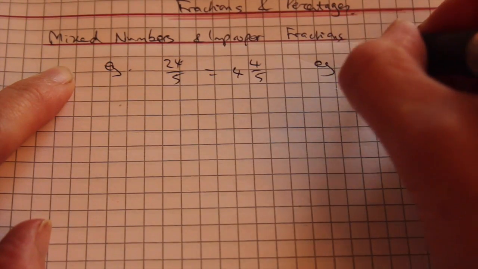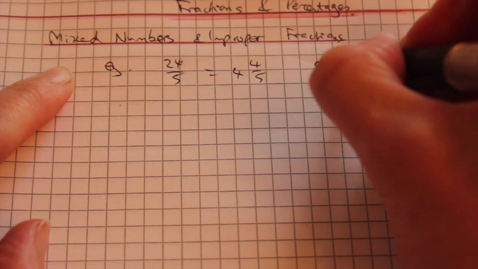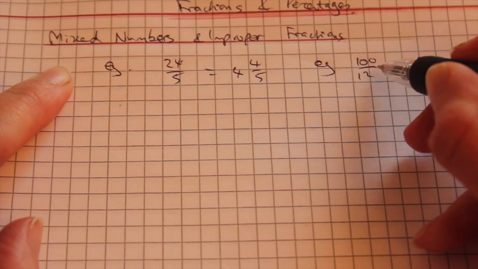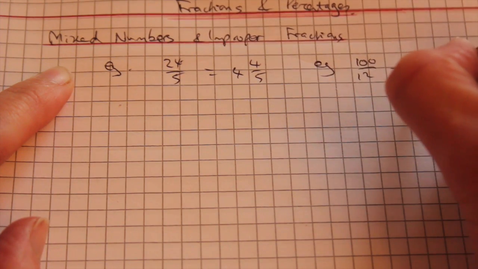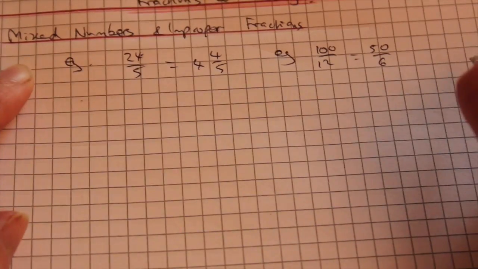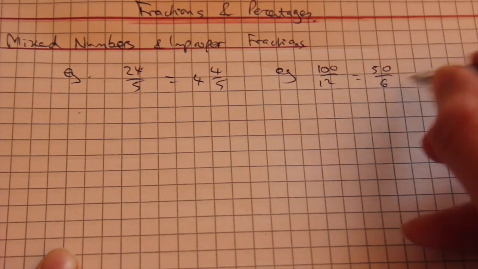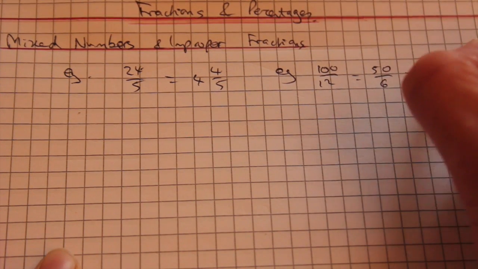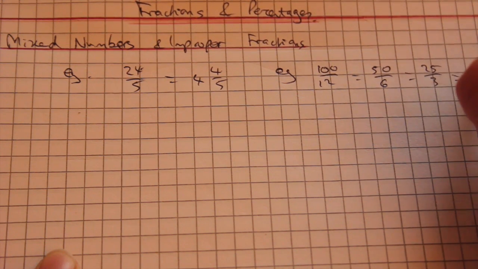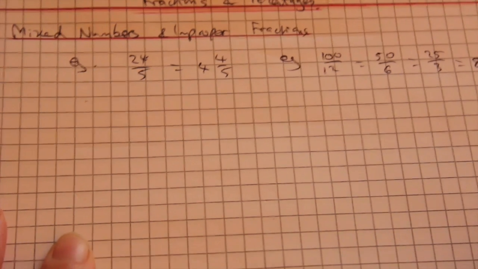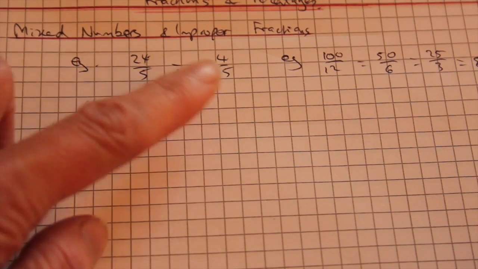If I had 100 over 12, well, I wouldn't start with that one. I'll try to break that down a wee bit. I can divide both by 2, so 50 over 6. Anything to make it easier, always do. That divides again, 25 over 3. That looks a lot easier to me. 3 goes into 25 8 times, remainder 1. So that's improper fractions into mixed numbers.